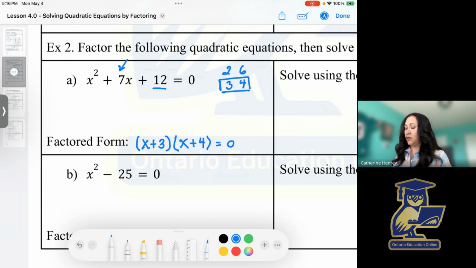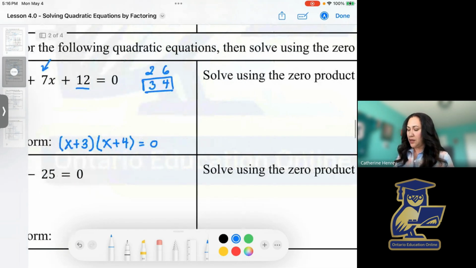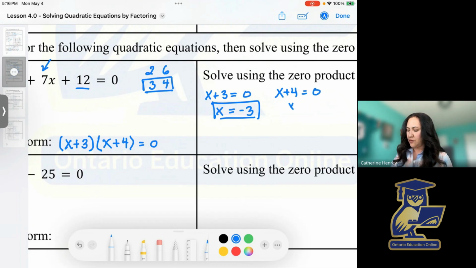It's an equation. Now, using the zero product property, that allows us to take the first factor, which is x plus 3, set that equal to 0, solve for x equals negative 3. And then we take the second factor, x plus 4, we set that equal to 0, solve for x equals negative 4 over here.